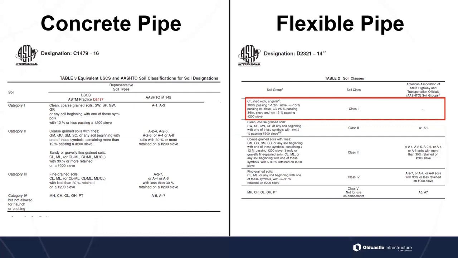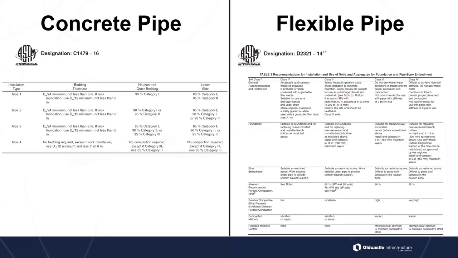You can call it out as the engineer and say, we want you to use this class 1 soil because we can get more fill on top of our pipe or whatever. But keep in mind, you're going to pay for it, right? It's going to cost you some money there.